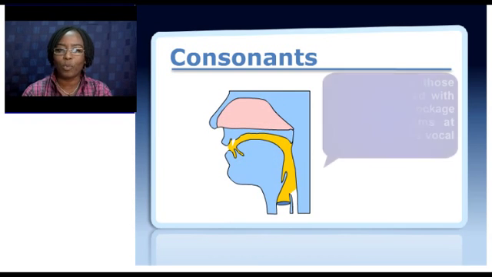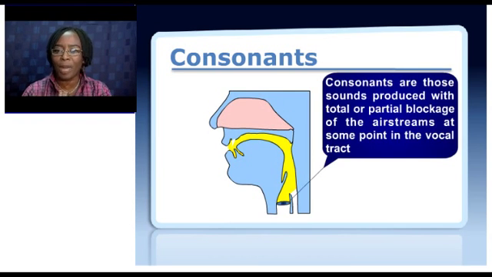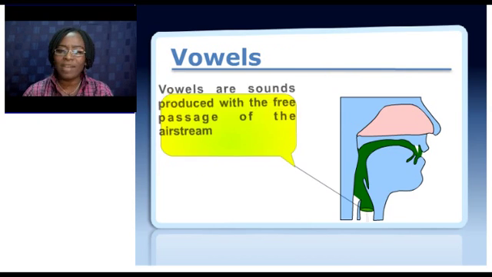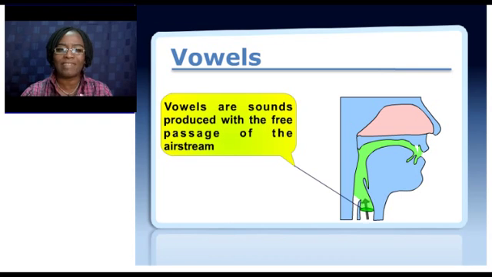Consonants are those sounds produced with total or partial blockage of the air stream at some point in the vocal tract, which we otherwise call the oral cavity. How do we produce vowels? Vowels are sounds produced with the free passage of the air stream that is involved in speech production. For one to be able to speak and understand intelligible English, one should be well familiar with these sound units.